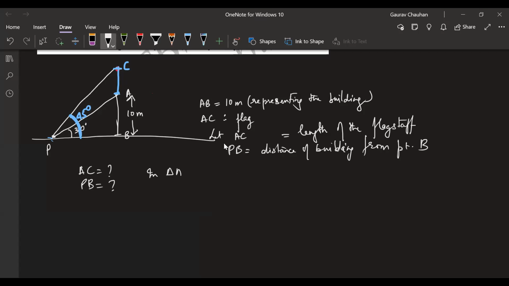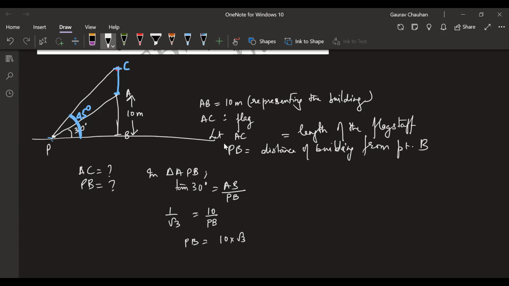In triangle APB, tan 30 is equal to AB by PB. So 1 by root 3 is equal to 10 by PB. I want to find PB, so PB is equal to 10 into root 3.